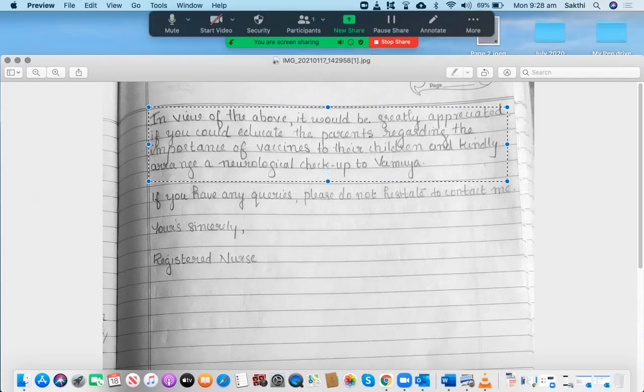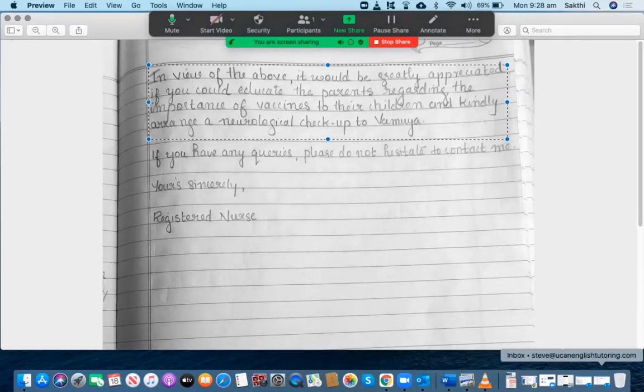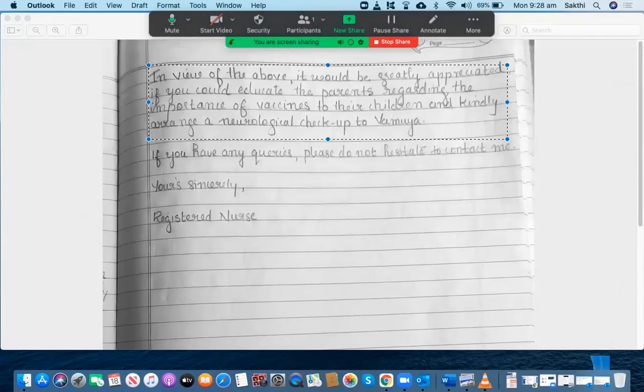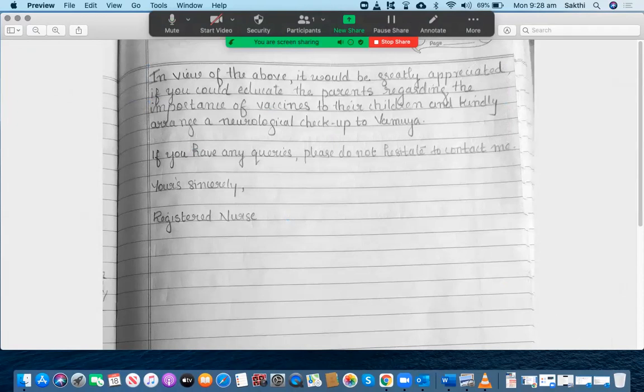However, regarding is used frequently. So it's really important that you use as many different words as you can. Try not to write the same words again and again. So regarding could have been replaced with maybe on the importance of something, okay? Otherwise, this paragraph is good. All right, if you have any queries, please do not hesitate to contact me. All right.